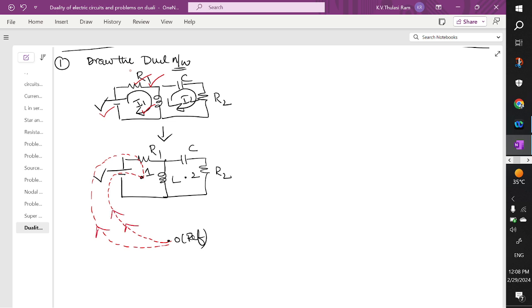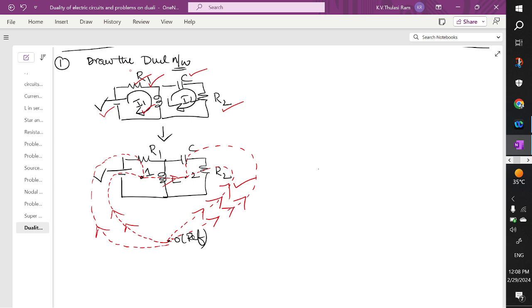Similarly, current I2 is touching the branch of the capacitor, and current I2 is touching the branch R2. So the second node is touching the 0th node via R2, and the second node is touching the capacitor through the dotted line as indicated. Now there is a link between the first node and the second node. Draw it like this.